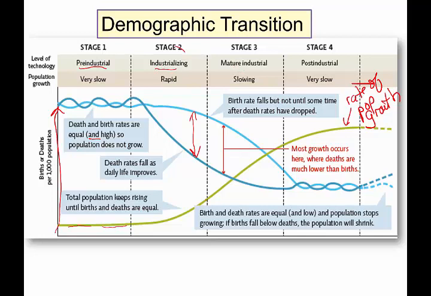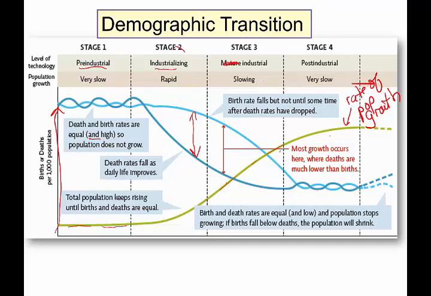In the next stage, which they call the mature industrial stage, the birth rate is falling and the death rates are falling. But you still have a big difference between the two, death and birth rate. So here you're still seeing the population growth rate go up. This is in the industrial stage, but it's slowing down.